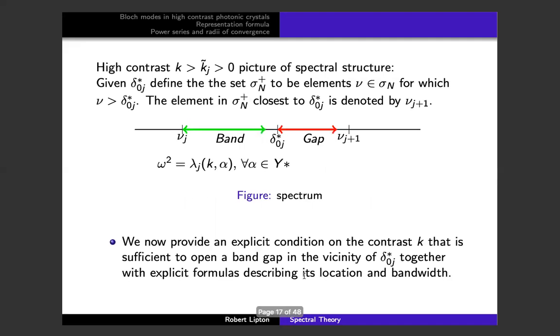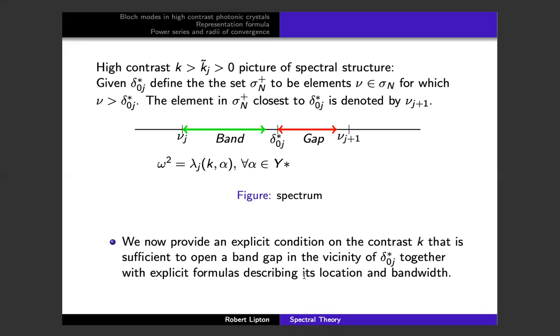So I have these two things, and then we get the following. Here I'll just show the result in pictures. We get that there is a certain k_j tilde for the jth band such that if the contrast k is bigger than that, then on the left you see we have a band below sigma star 0j, and above it, adjacent to it, we have a gap. Okay, so that's what we've shown.